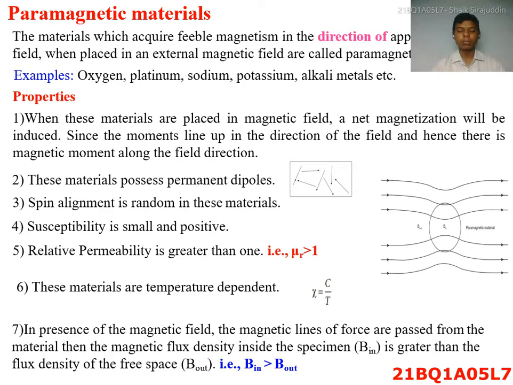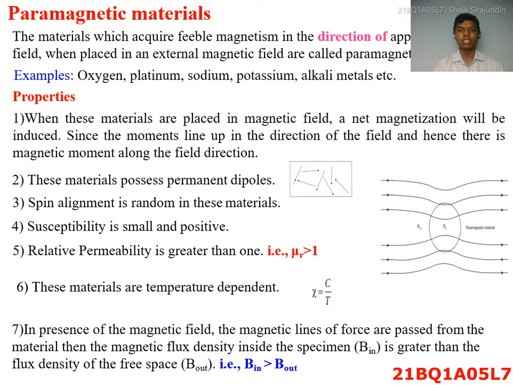The susceptibility is small and positive. Relative permeability is greater than 1. These materials are temperature dependent. In the presence of a magnetic field, the force lines pass through the material, then the magnetic flux density in the specimen is greater than the flux density in free space, i.e. B in is greater than B out.